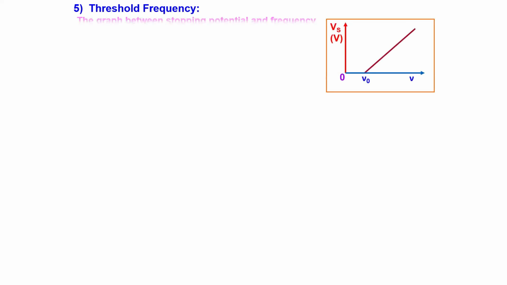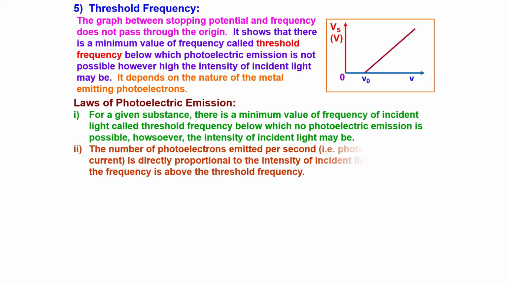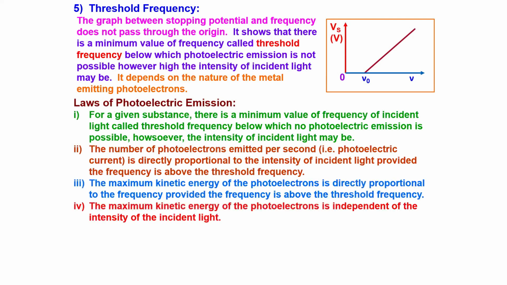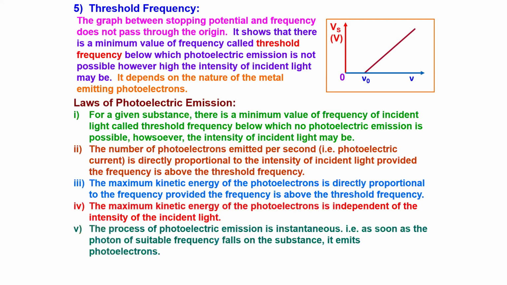The next one is about the threshold frequency. It's known that the threshold frequency is the minimum frequency required for the process to happen. So here we can say the threshold frequency is the frequency below which photoelectric emission is not possible, however high the intensity of the light is.